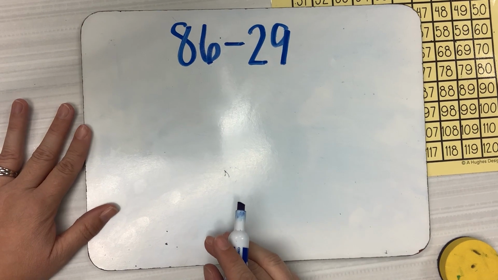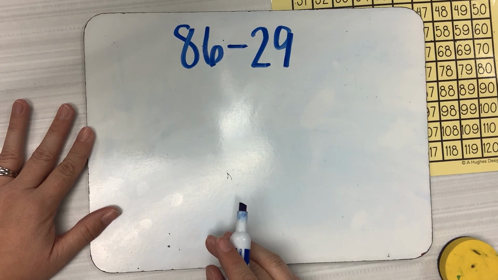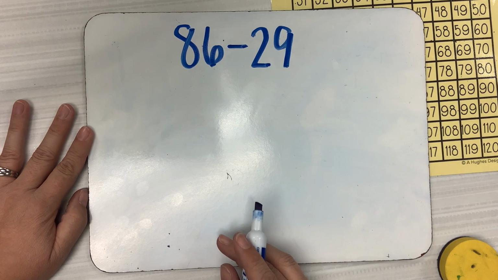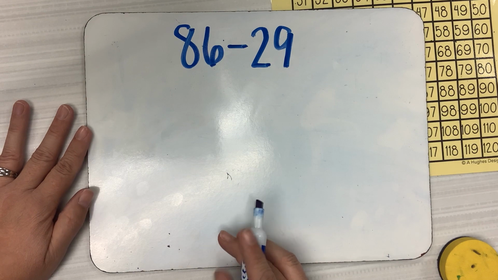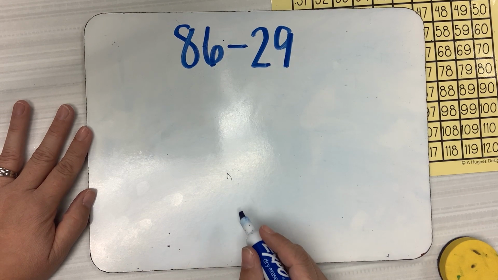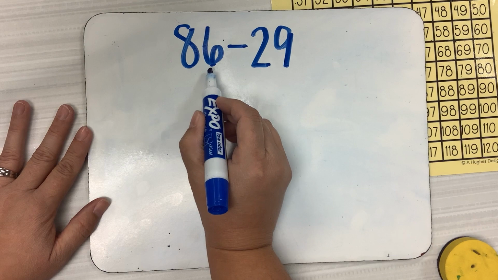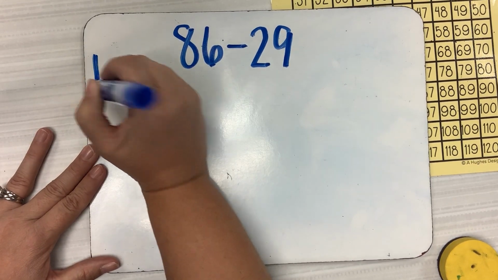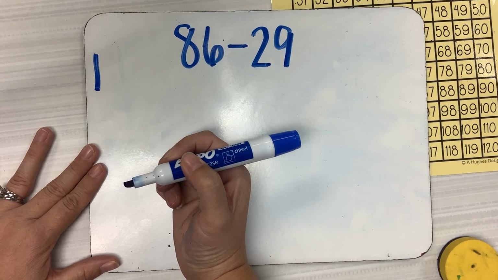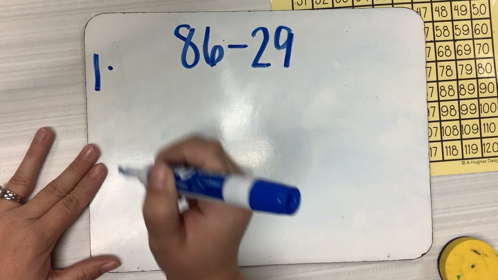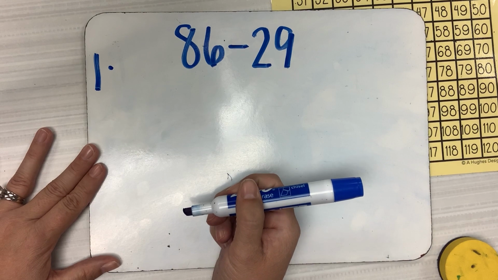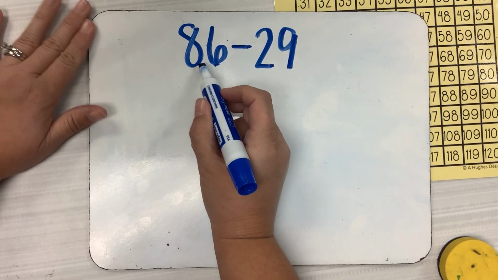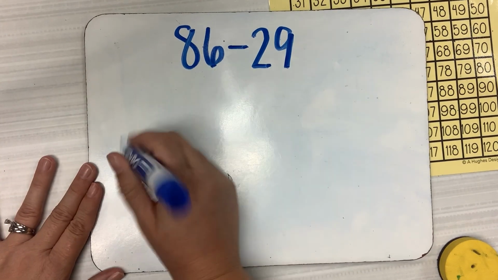If you like the strategy base 10 shorthand, then watch this part. If not, skip ahead to the sections of the strategy you like. With base 10 shorthand, we draw 86 with base 10 blocks. This is a long, it represents 10 ones. This is a cube, it represents 1. So we will draw 8 tens and 6 ones.